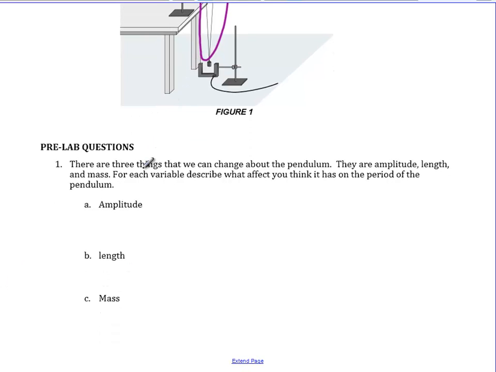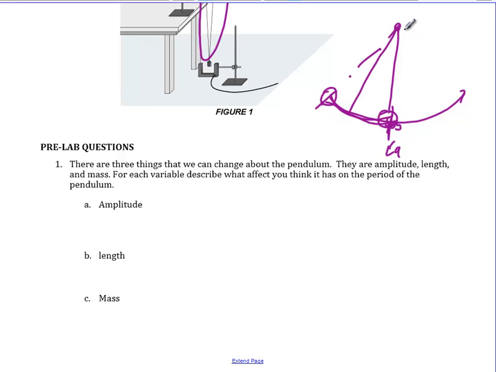Now, pre-lab questions. There are three things that we can change about a pendulum. If we look at a pendulum as an object that swings from a rope, this thing right here at the end is called the bob, and it's where all the mass is located. Now you can pull it up into the right or up into the left and it's going to swing through this distance. The bigger you pull it from its equilibrium position, its rest position in the middle, the higher the amplitude. So amplitude is referring to this distance, and you can measure that with the angle. The bigger the angle, the higher the amplitude.